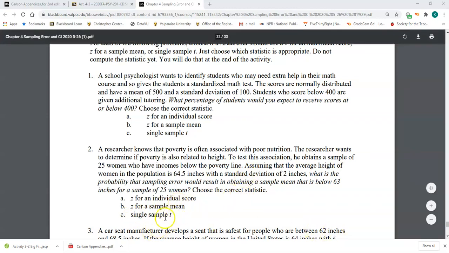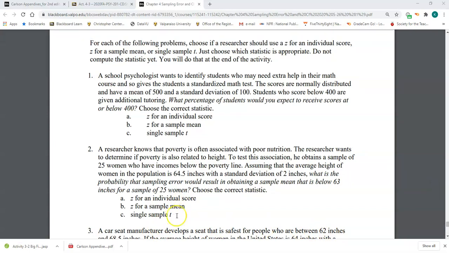Now, how do you decide between those two? If you know the population standard deviation, it's going to be a Z for a sample mean. If you do not know the population standard deviation, and you are only given the sample standard deviation, then you would want to use the single sample T. If it doesn't give you any standard deviation, but it's clear you're dealing with a sample, then you should choose the single sample T because you have the sample data, so you can always compute its standard deviation.